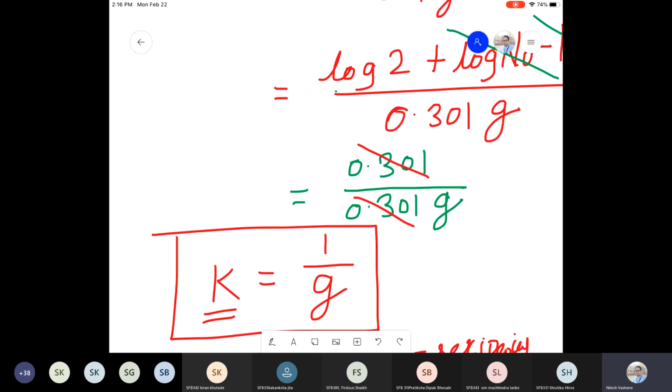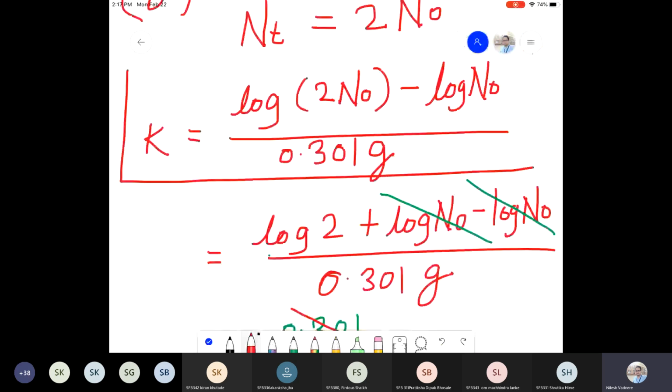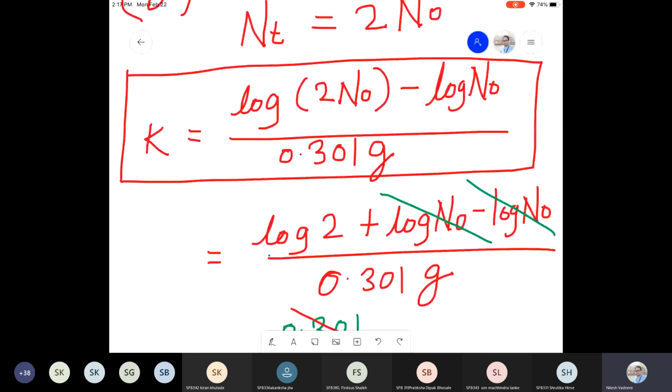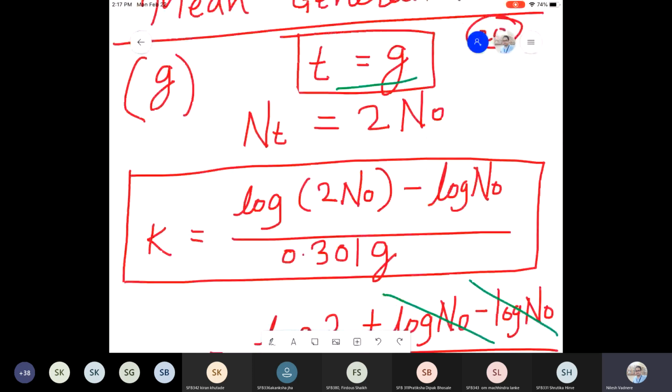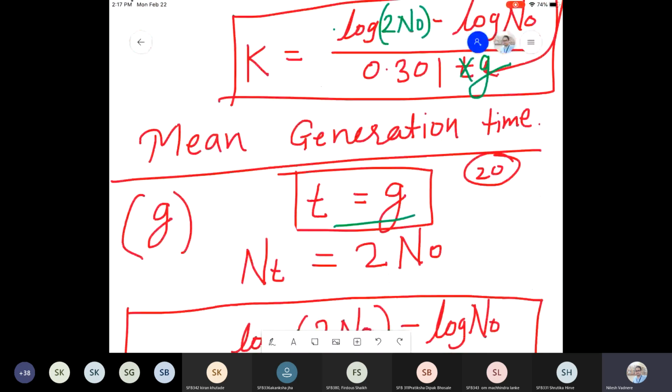We have a formula for calculating the growth rate constant. So if we know the final number of cells and initial number of cells and the generation time, we can find the growth rate constant. We can also use this first formula. तो यहाँ पर जो first था, इधर हमने NT लिखा. So we can also use this formula.